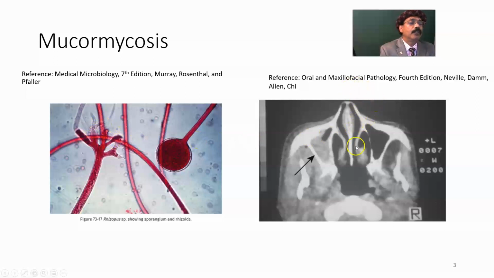This is the CT scan of the maxillary sinus. It shows opacity here due to the involvement of the maxillary sinus by mucormycosis.